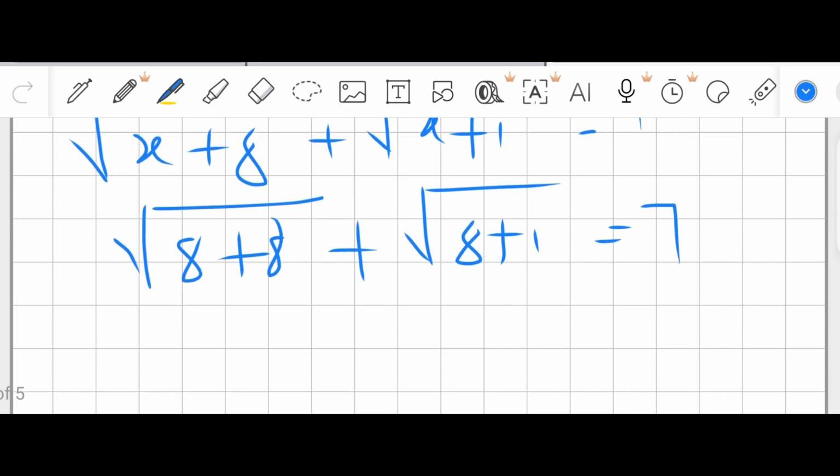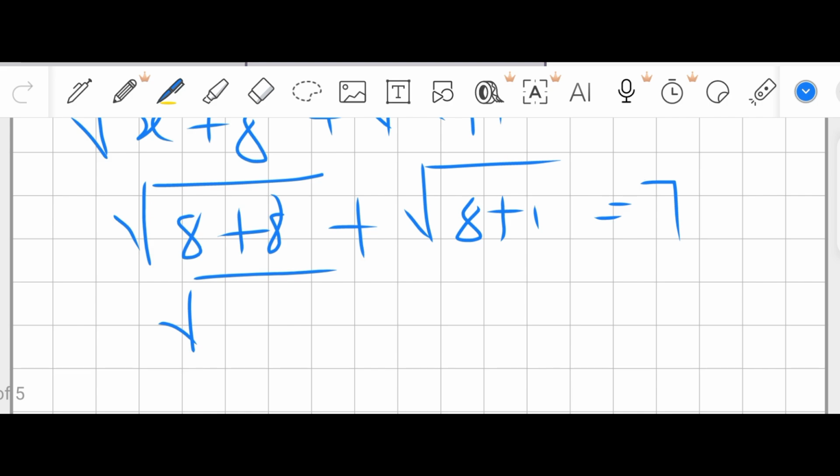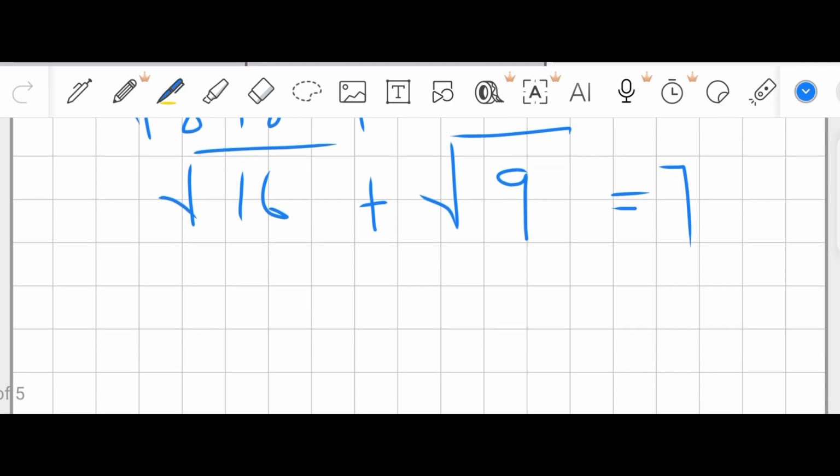We continue, we have root of 16 plus root of 9, and that should give us 7. So if you look at it, this should give us 4, and this should give us 3, giving us 7.